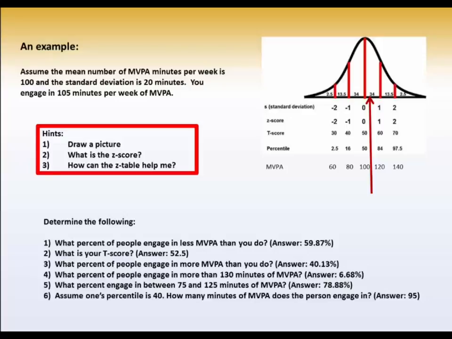We have provided you with the answers here, but you should work through each of these using the formulas that we provided in this video to help you identify what the values would be for a z, a t, a raw score, or a percentile for any given value when you are given the mean and the standard deviations.